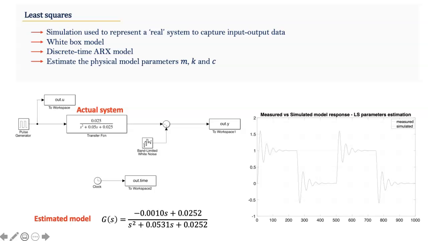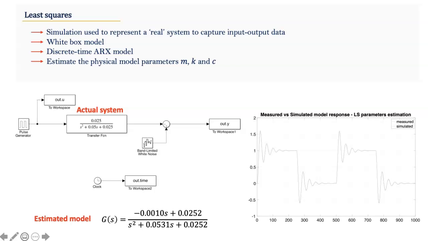So the system that we're using is a mass spring damper. So it has your mass, stiffness, and damping coefficients. And the application is a suspension system. So it's a white box model that we're using, and it's in the form of a discrete time ARX model. So we're going to estimate the physical model parameters M, K, and C.